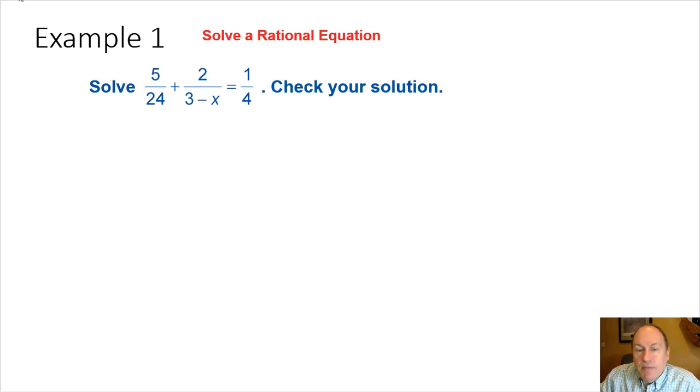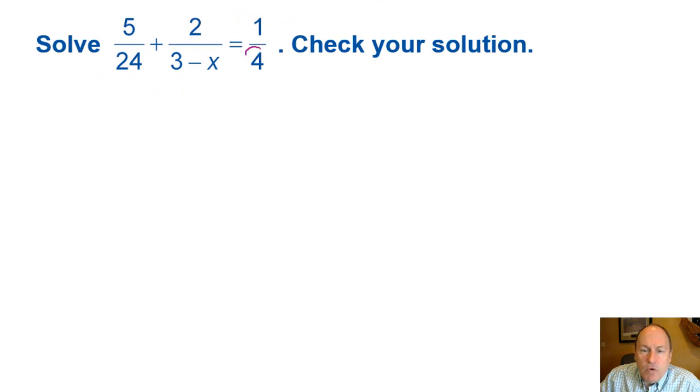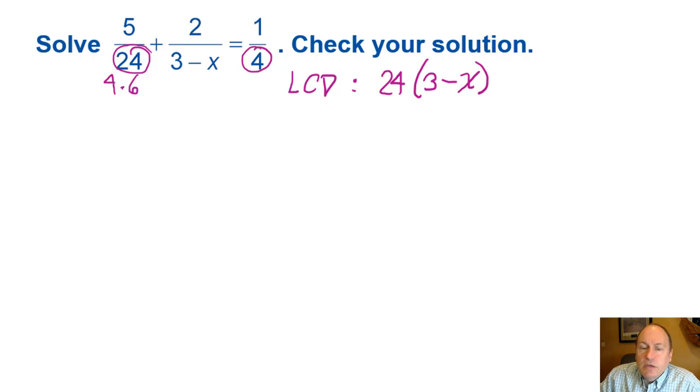So what I have to do when I'm solving this equation, notice I'm adding, so I am going to have to get a common denominator here. Lowest common denominator I can get, since 4 goes into 24, 24 is 4 times 6, then the lowest common denominator is going to be 24 times 3 minus x. So as we've talked about previously in adding and subtracting rational functions, we need to do that here. So 5 over 24, what it's missing is the 3 minus x.